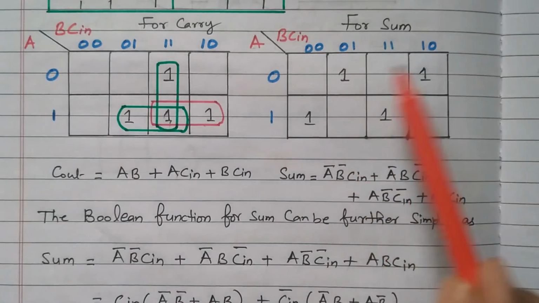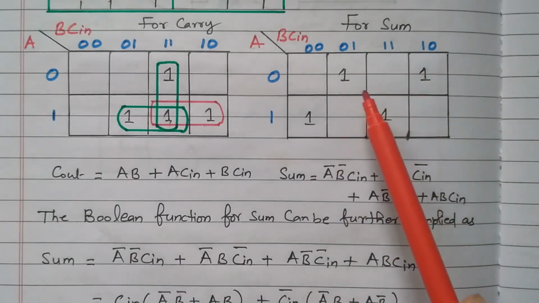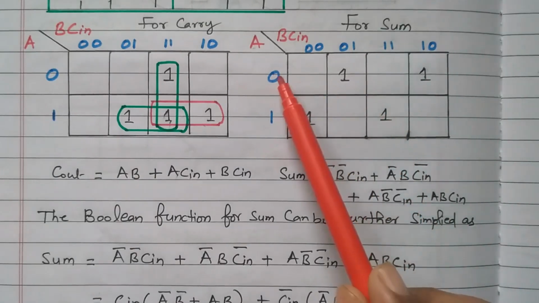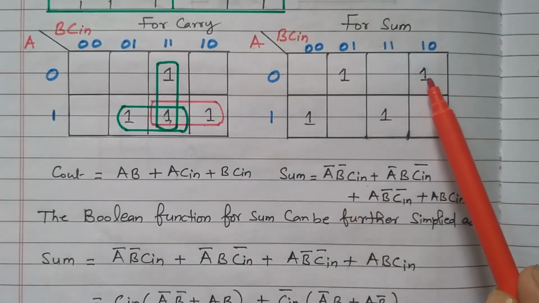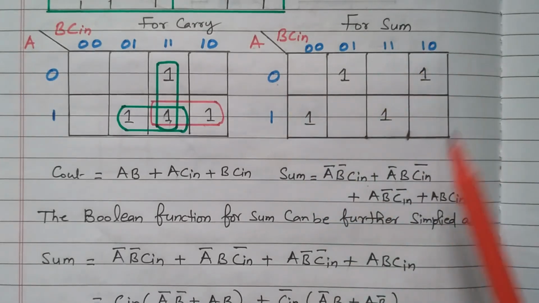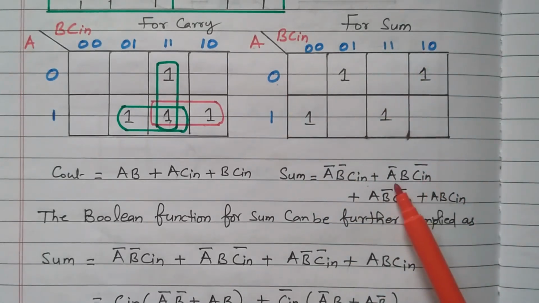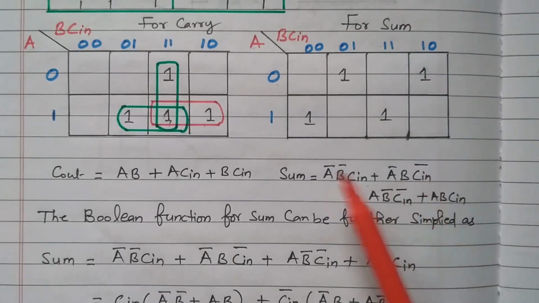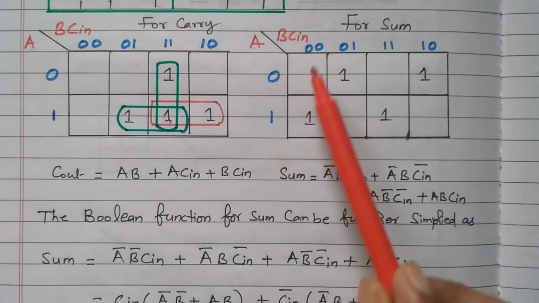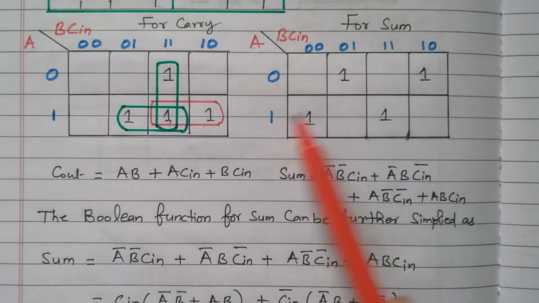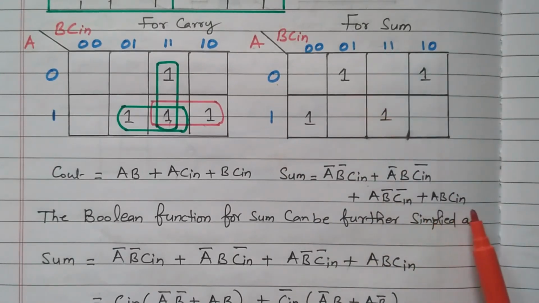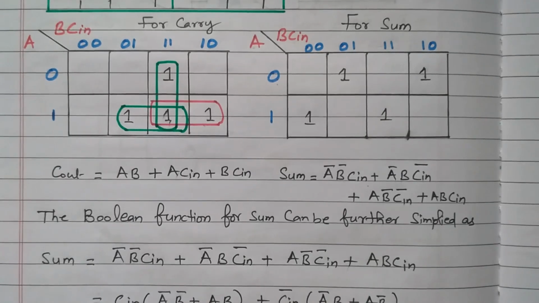So here 4 ones are available. All are available individually. While combining this, we have 0, 0, 1. That is A bar, B bar, C in. While combining this, we have 0, 1, 0. A bar, B, C in bar. While combining this, we have 1, 0, 0. A, B bar, C in bar. While combining this, we have 1, 1, 1. A, B, C in, right? So now we got the expression for C out as well as sum.